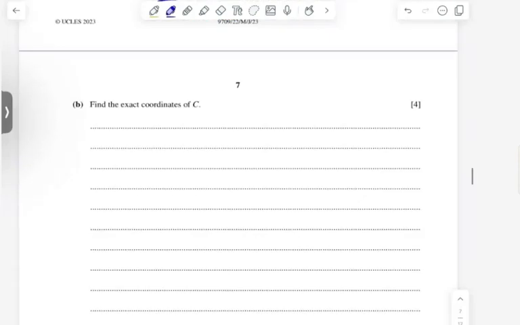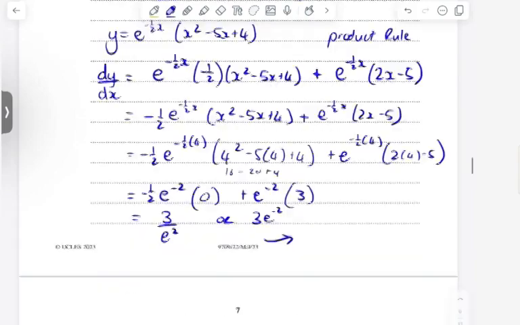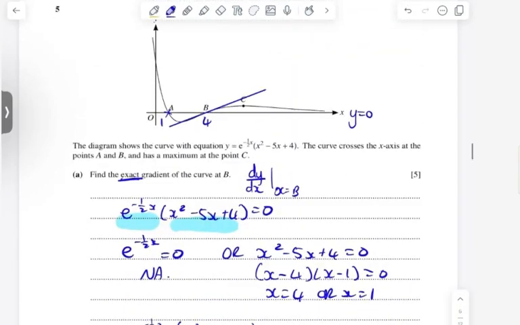Let's take a look at part B. Find the exact coordinates of C. All right, so we need to keep it at an exact value. And what is C? C is a stationary point. So even though it's a maximum, it doesn't really matter. I guess there would be 2 stationary points in this graph. So we're not looking for the one between 1 and 4. We're looking for the one that's greater than 4. But that is where your dy/dx is equal to 0.